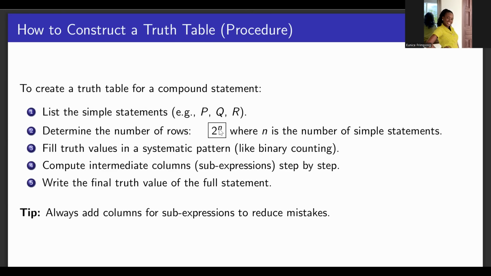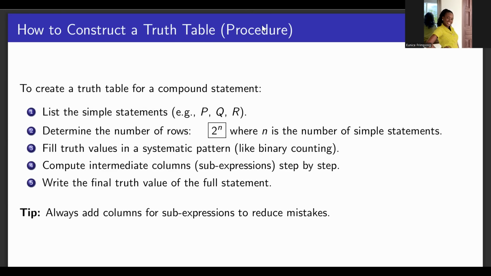Take note of this expression here. Determine the number of rows with 2 raised to the power n, where n is the number of simple statements. So once there are three simple statements, P, Q, and R, then we have 2 raised to the power n. n is equal to 3. So if there are 3 statements involved, like P, Q, and R, you put 3 in place of n.